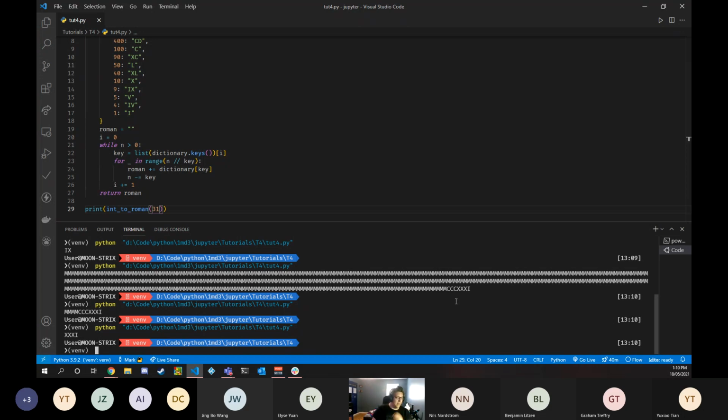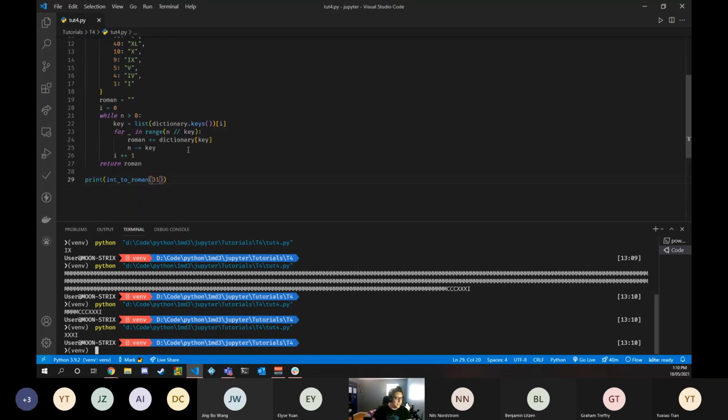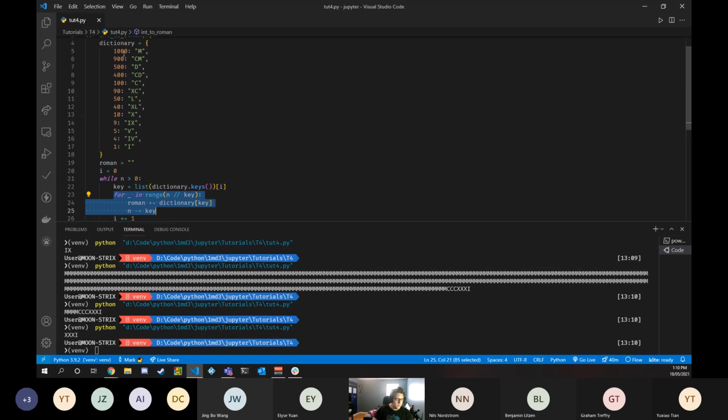This is a long question. It is a pretty hard question. Like, this part does require the correct mindset going in. You need to know how you want to do it by hand before you can do it by code. Look at 1,000. How many times do I divide by 1,000? Add the letter M that many times. Go to the next one.